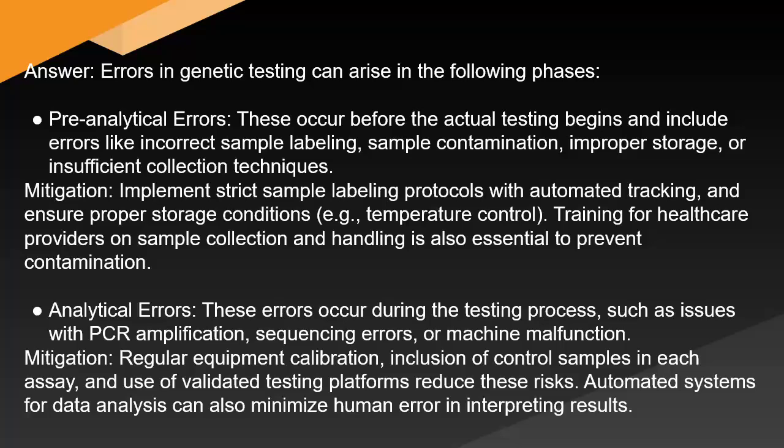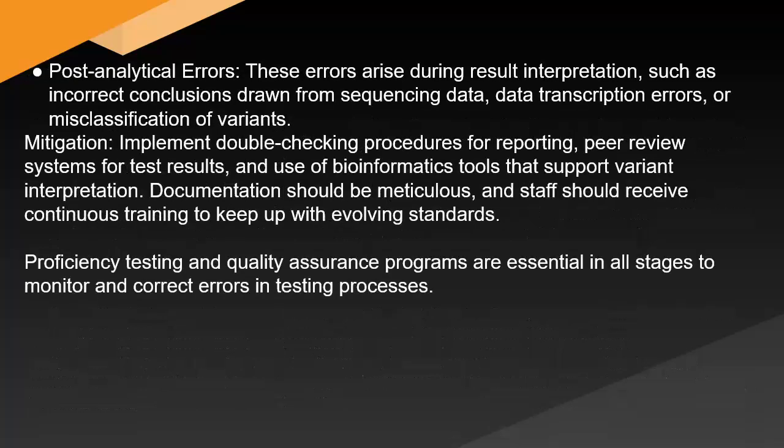Automated systems for data analysis can also minimize human error in interpreting results. Post-analytical errors. These errors arise during result interpretation, such as incorrect conclusions drawn from sequencing data, data transcription errors, or misclassification of variants. Mitigation. Implement double-checking procedures for reporting, peer-reviewed systems for test results, and use of bioinformatics tools that support variant interpretation.